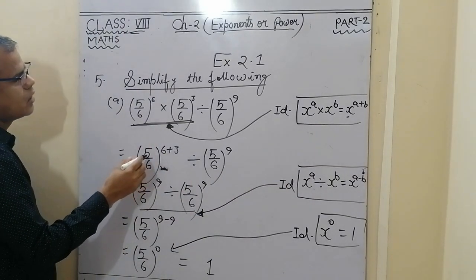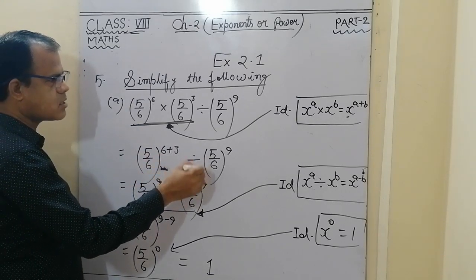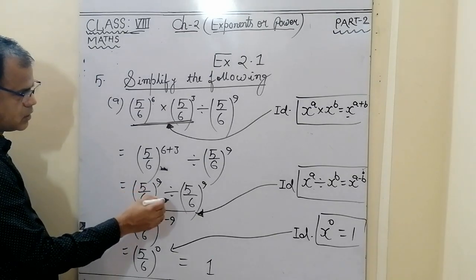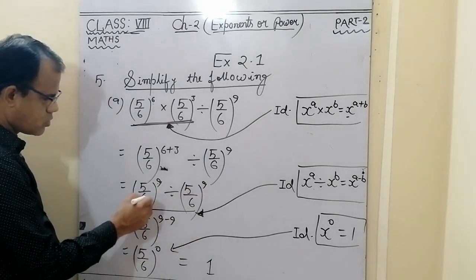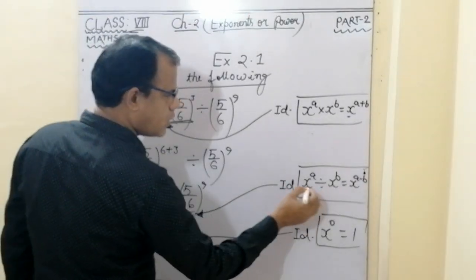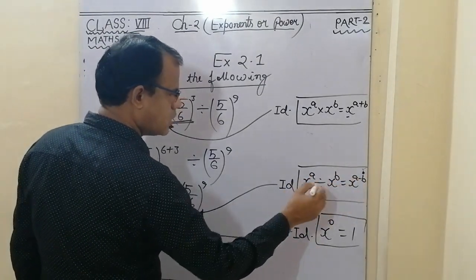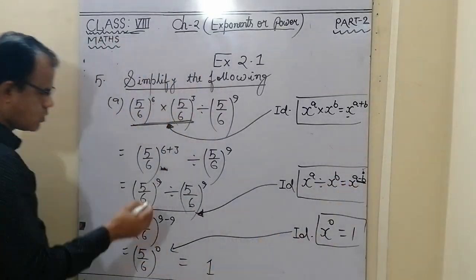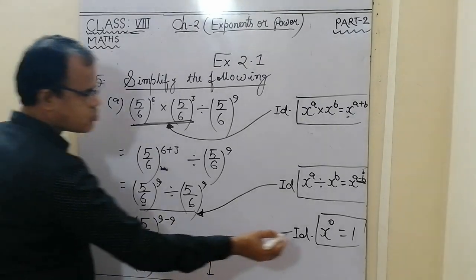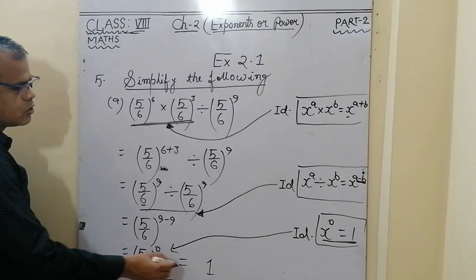So we write here (5/6)^(6+3) divided by (5/6)^9. So it becomes (5/6)^9 divided by (5/6)^9. So here the bases are same and it is division. In division, x^a divided by x^b equals x^(a-b). In division we subtract the powers. So here the powers are same, so 9 minus 9 becomes 0, and x^0 equals 1. So (5/6)^0 equals 1.